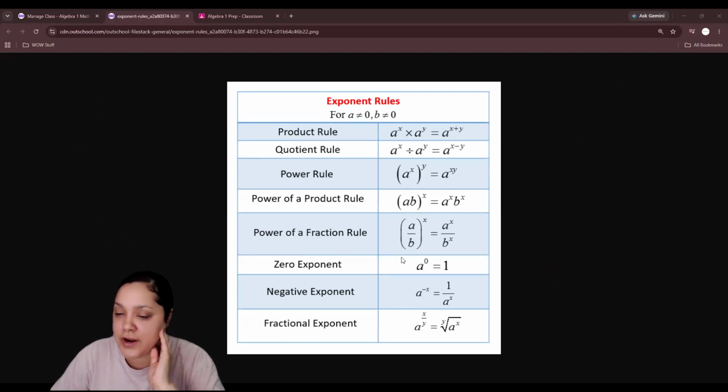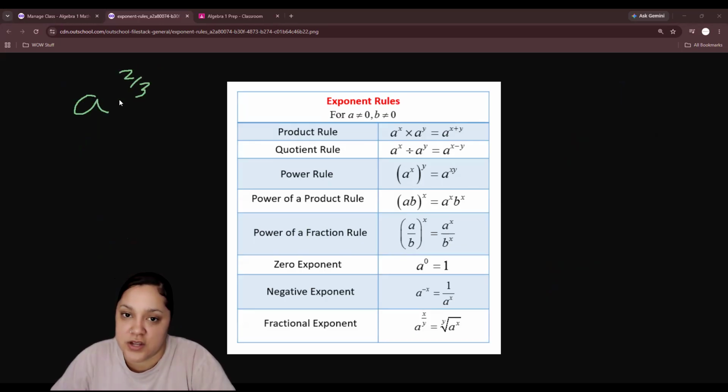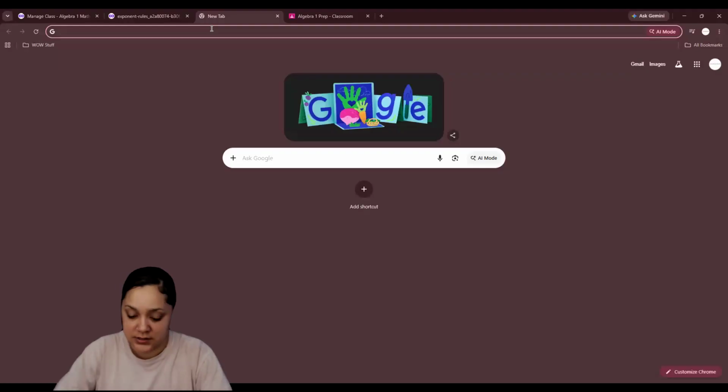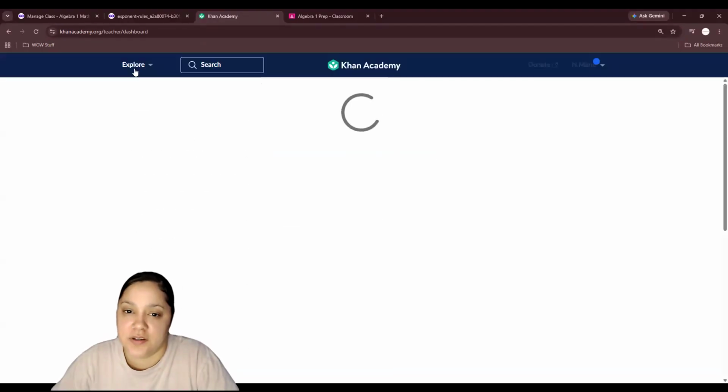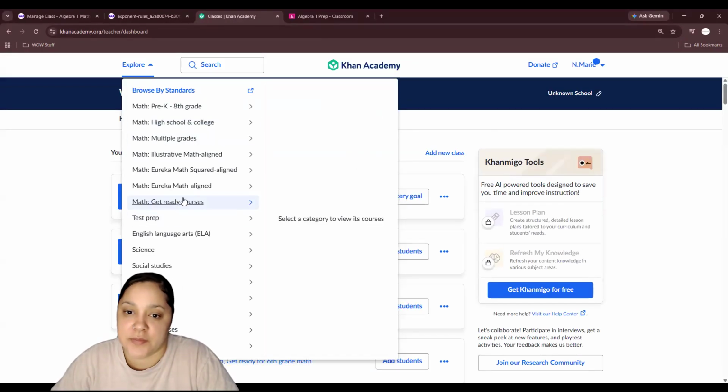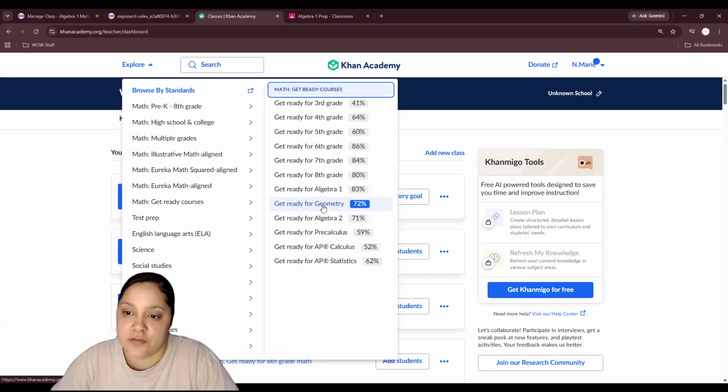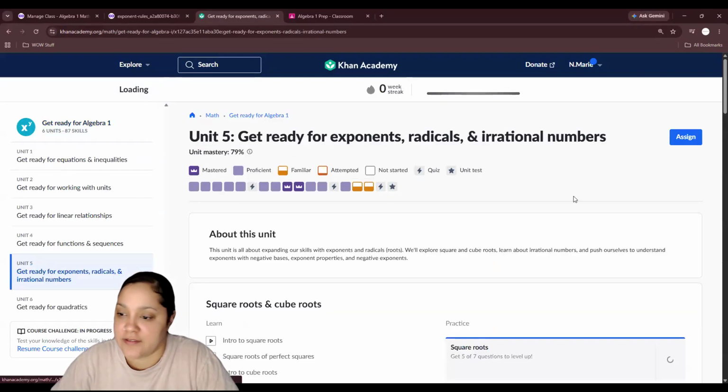All right, and then for fractional exponents, let's say I have a to the 2/3. Your bottom number, your denominator, is your radical sign, and the numerator is your exponent. And so that's how you would write those. And you can practice these on Khan Academy. And feel free to watch the videos that they have here.